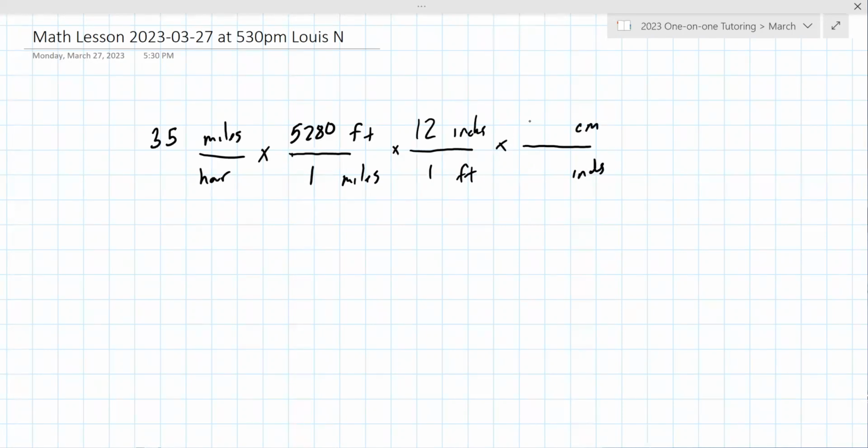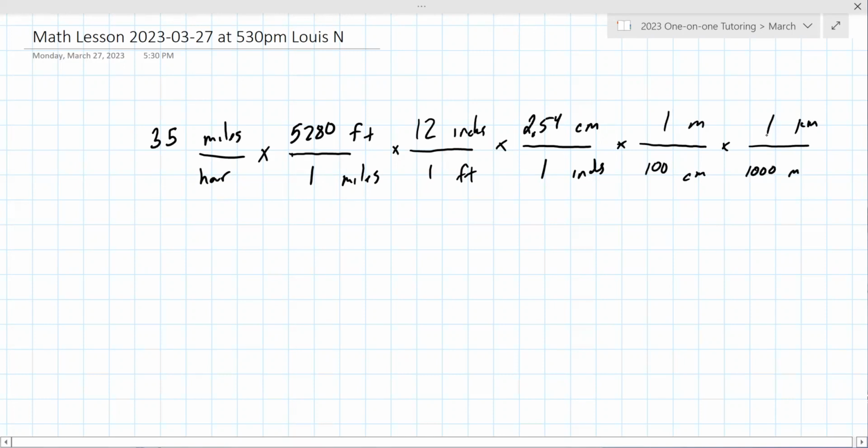There are 2.54 centimeters in 1 inch. Again, that's one of those that you'll learn or be given. And then from here, you're going to have centimeters to meters or kilometers. Okay, so let's just go to meters. There are 100 centimeters in 1 meter. And then there are 1,000 meters in 1 kilometer.